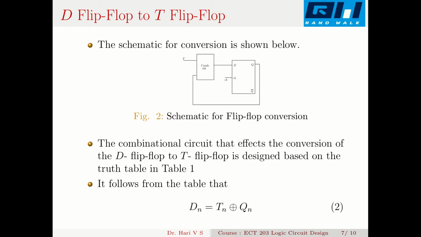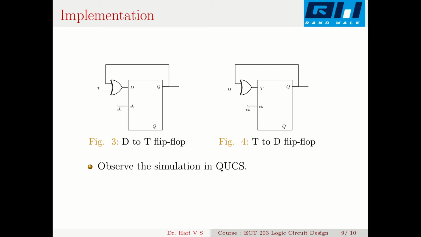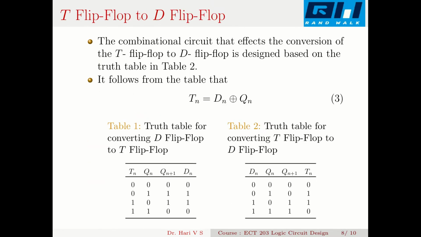Now if I realize this equation, this combinatorial circuit is in effect an XOR gate. So here d is t XOR qn. So this D flip-flop becomes a T flip-flop. Likewise, I can make a T flip-flop into a D flip-flop like this. If I look into this truth table, T should be a function of dn and qn. So if I say dn and qn 0 0, 0 1, 1 0, 1 1, what should be the value of qn+1? Because for a D flip-flop qn+1 is dn.